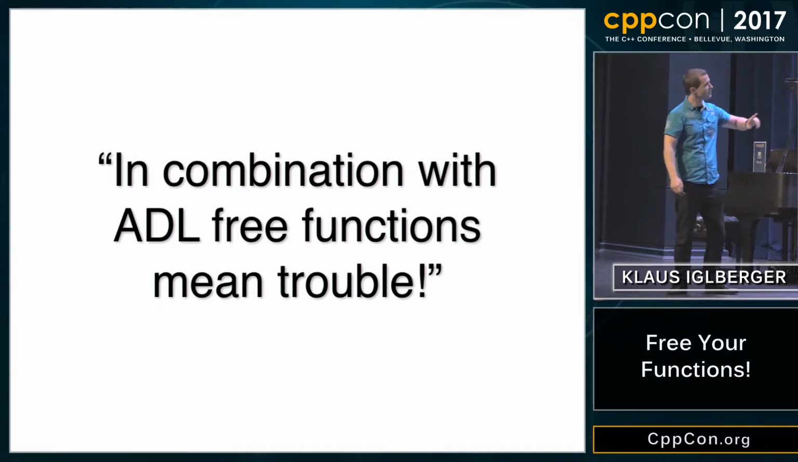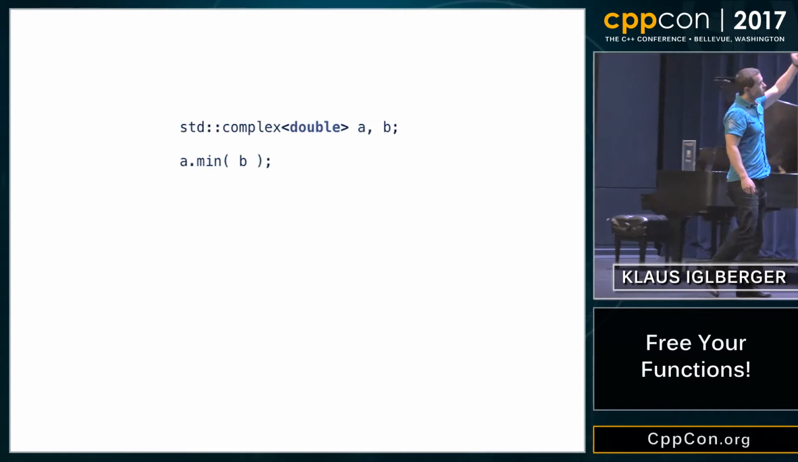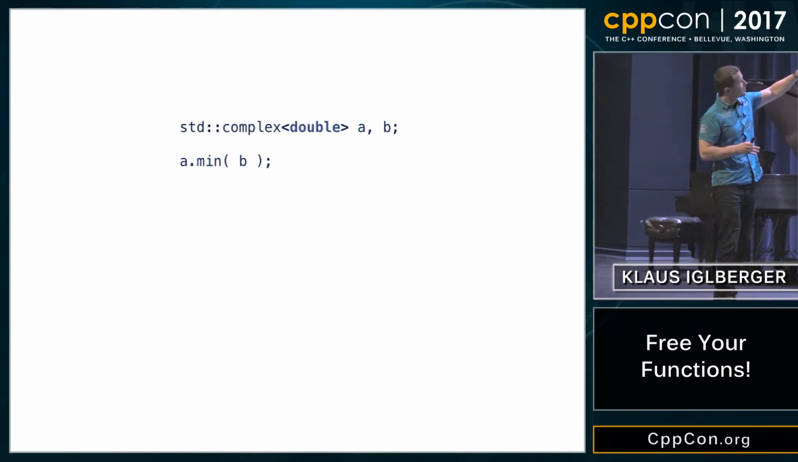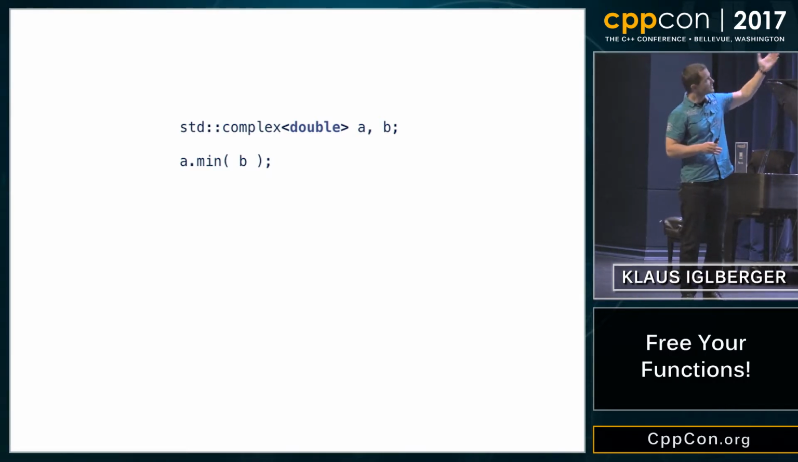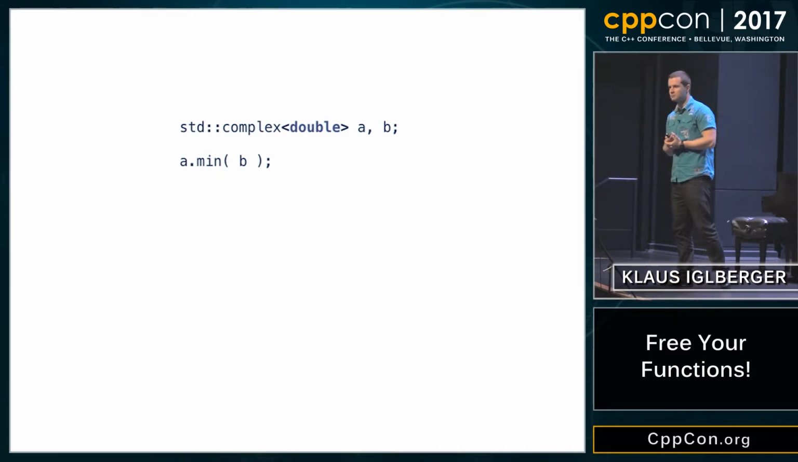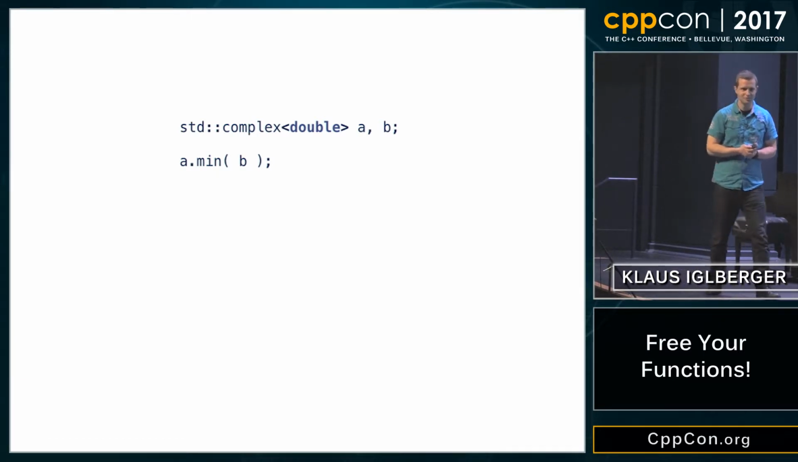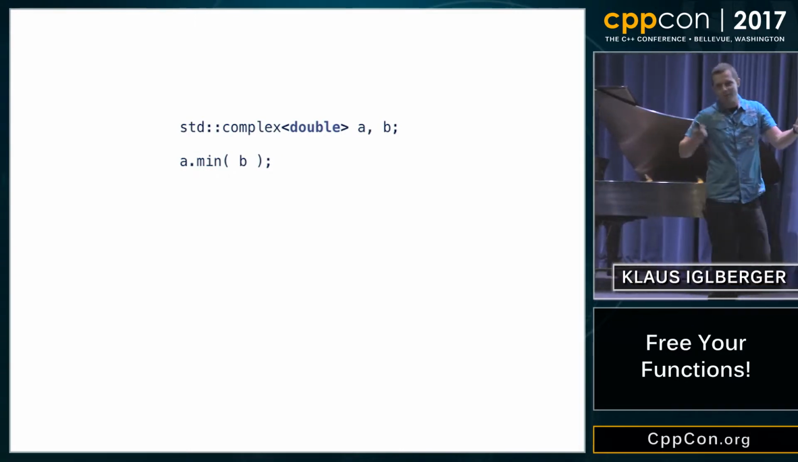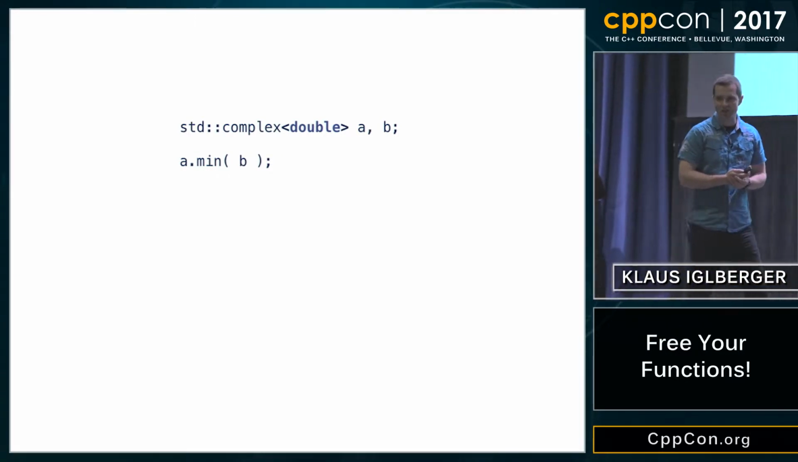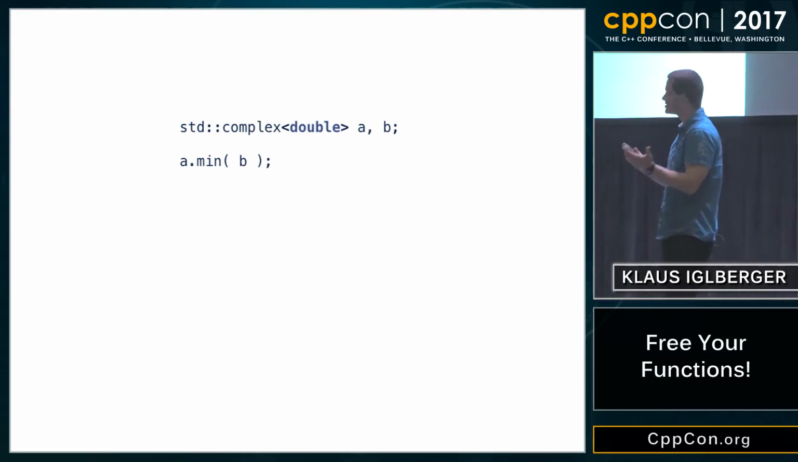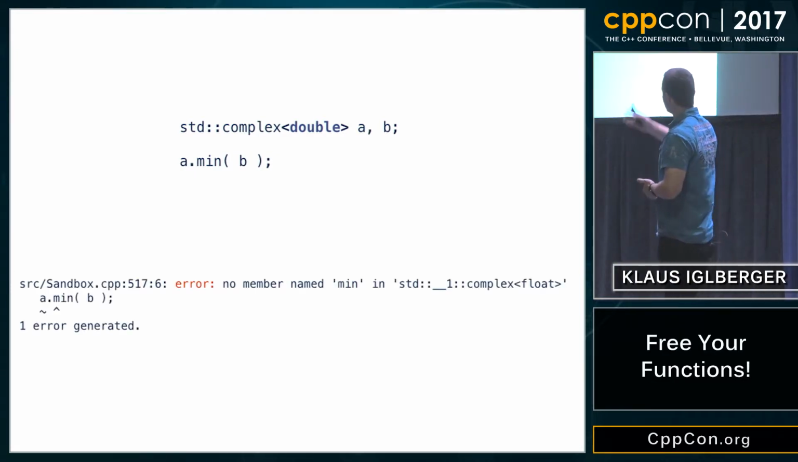You're absolutely right. I give you an example. Complex numbers again, I know. I'm a numeric guy. Complex number is a and b, and I say a dot min b. Does this compile? Okay, you don't use complex numbers. I realize that. No, it doesn't compile. Minimum is just not a relation that you can apply to complex numbers. What kind of minimum? That's not well defined. So, you get a compilation error.